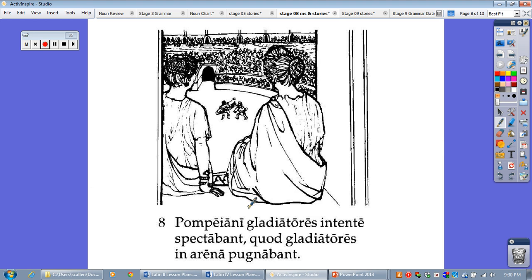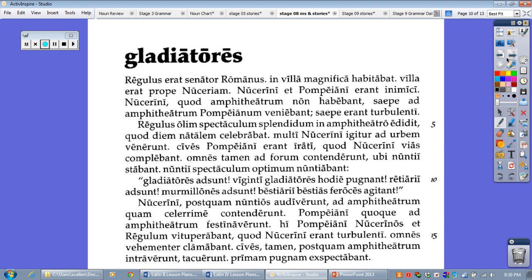Here's another one, just like earlier, where gladiatores is used twice, but again in different ways. You can tell in the first part of the sentence, it's sort of in the middle there, so it's going to be the direct object. The Pompeians were intently watching the gladiators. And in the second part of the sentence, because gladiatores in area pugnabat, the gladiators are the subject there, because the gladiators were fighting in the arena. Okay, so there you have it.